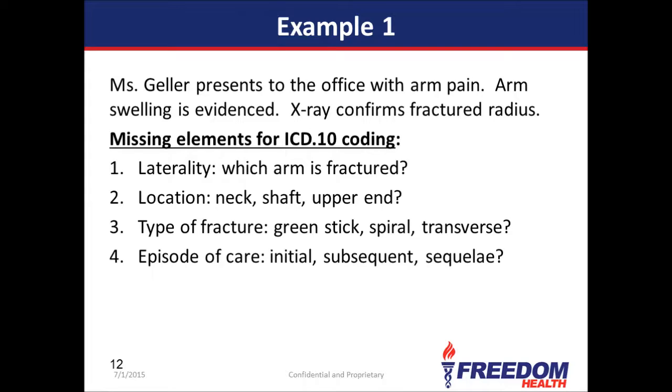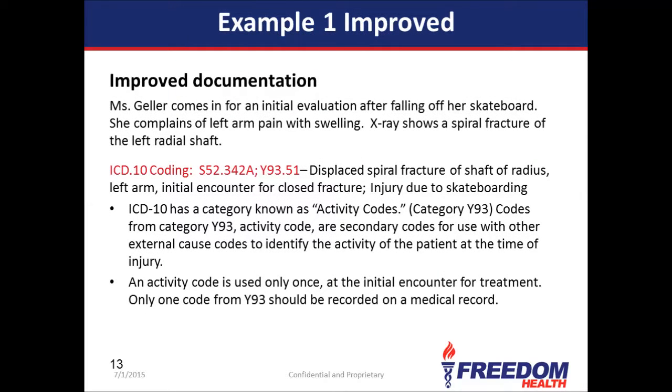These are all things that a doctor would normally document. It's questions we would normally ask. And by putting it into the record, your coder can be more specific. So now we're on slide 13, and this shows the improved version for the example we just covered. Ms. Geller comes in for an initial evaluation after falling off her skateboard. She complains of left arm pain with swelling. The X-ray shows a spiral fracture of the left radial shaft.